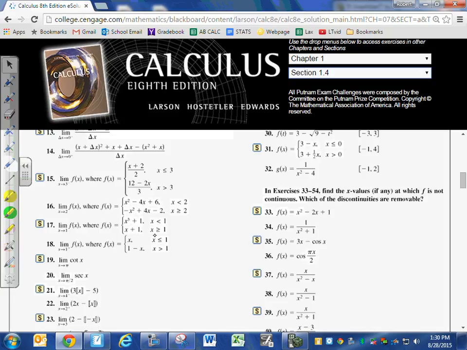So if you just plug both of them in to find the y value, if they meet up, they'll have a limit there. If they don't, they won't. So the question is, do these meet up and form a continuous curve, or do they have a jump? And it looks like this one's going to have a jump.